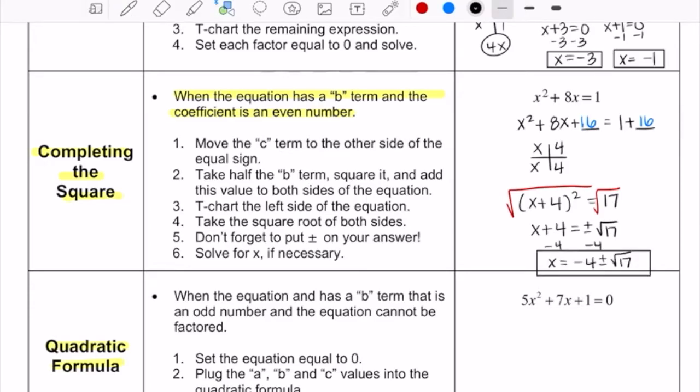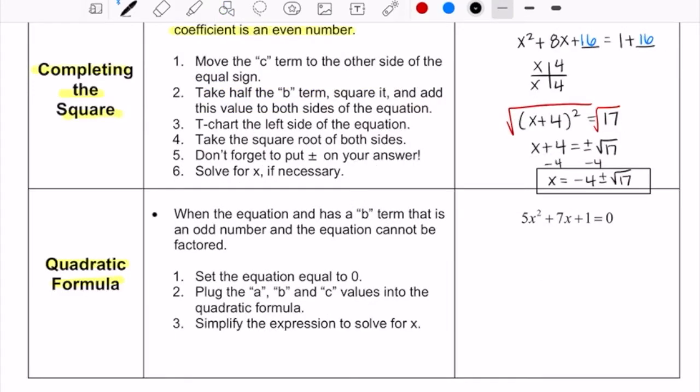And so for this one, my final answer will be x equals negative 4 plus or minus the square root of 17. In the final example on the front side of the notes, sometimes none of the other methods work, and so the quadratic formula is considered the best method to use to solve a problem when the equation has a b term that is an odd number and the equation cannot be factored.